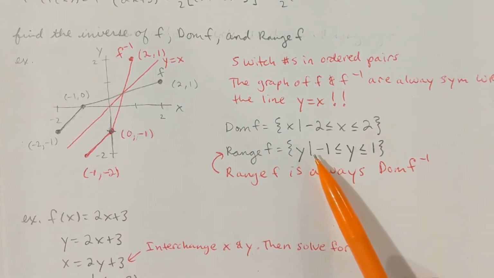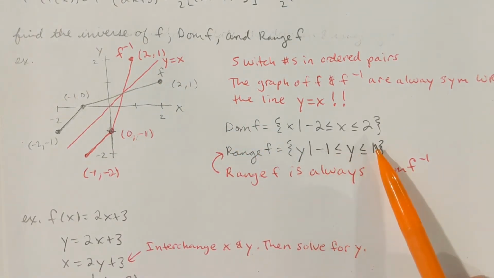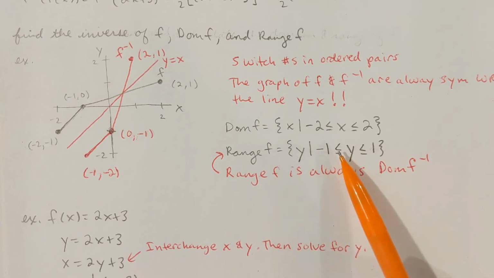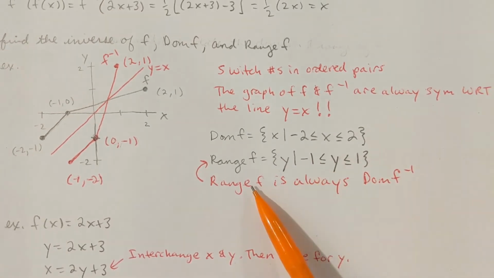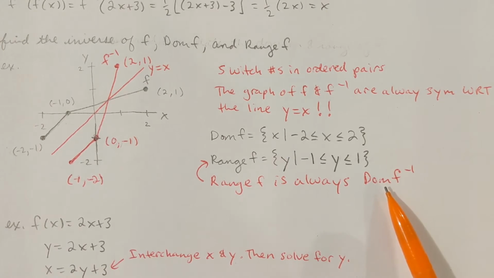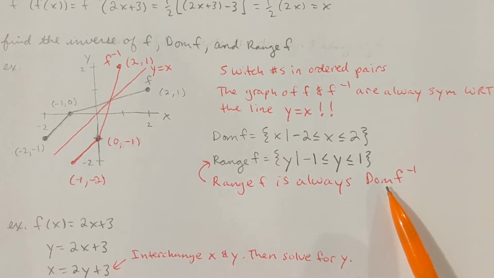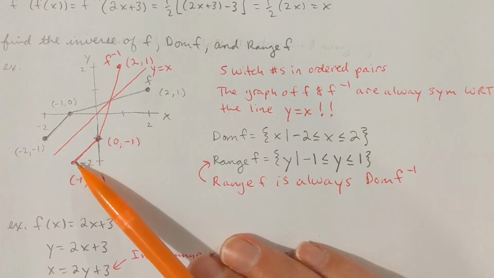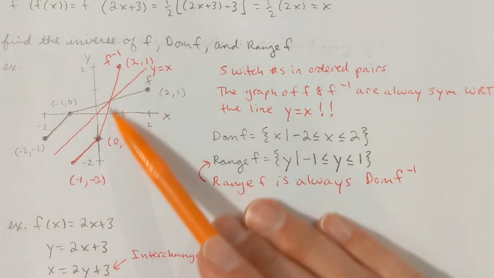So the set of all y is such that y is between -1 and 1, including the endpoints. That would be the range of f. Now, the range of a function is always the same as the domain of the inverse. So another option that I could have used is I could have looked at the inverse and stated its domain.